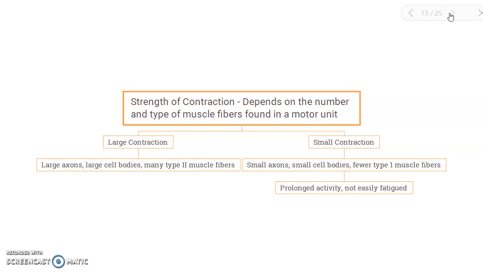The second type of contraction is a small contraction. Opposite of the large, it has small axons, small cell bodies, and fewer type 1 muscle fibers. So you're going to have prolonged activity and not easily fatigued. It also has to do with the number of motor units modulated for a certain movement. Small motor units have less tension and less energy, and are usually recruited first. Then larger motor units will usually finish the action.